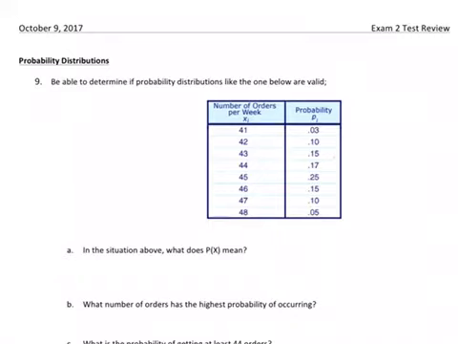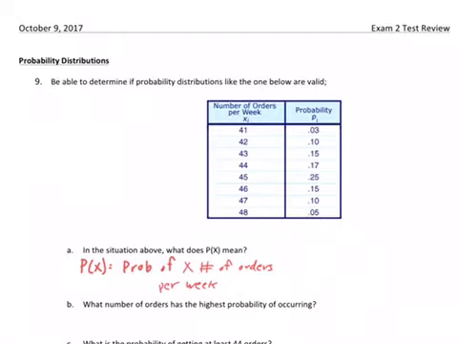So we go down to the first option here. The first question is asking, in the situation above, what does P of x mean? In this case, P of x is really just standing for the probability of, and then defining what x is in terms of this problem: x number of orders per week. It's just determining that P of x is calculating the probability of that number of orders. All right, it's simple, straightforward.